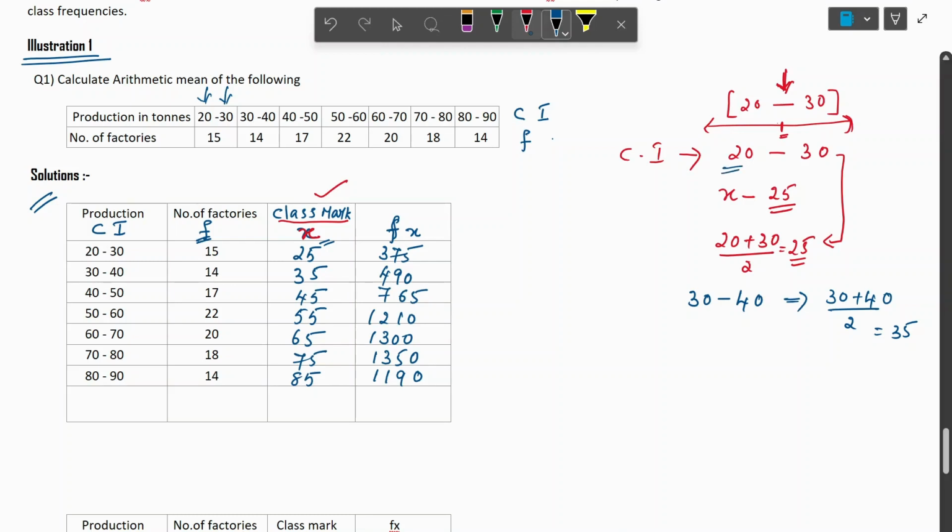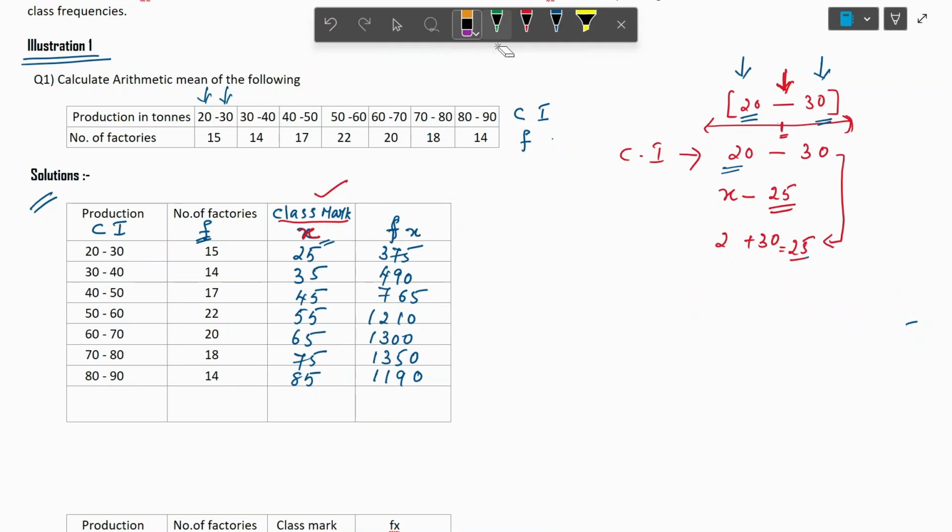Now see, one more thing. This is a class interval, 20 to 30. 20 is called the lower limit and 30 is called the upper limit. If you add the lower limit and upper limit, divided by 2, that is your midpoint, the midpoint of the class interval. Therefore, that midpoint is called the class mark. Here you have completed x values and fx values. Now, for the formula, it is the same, right? The discrete data as well as continuous data, it is the same.